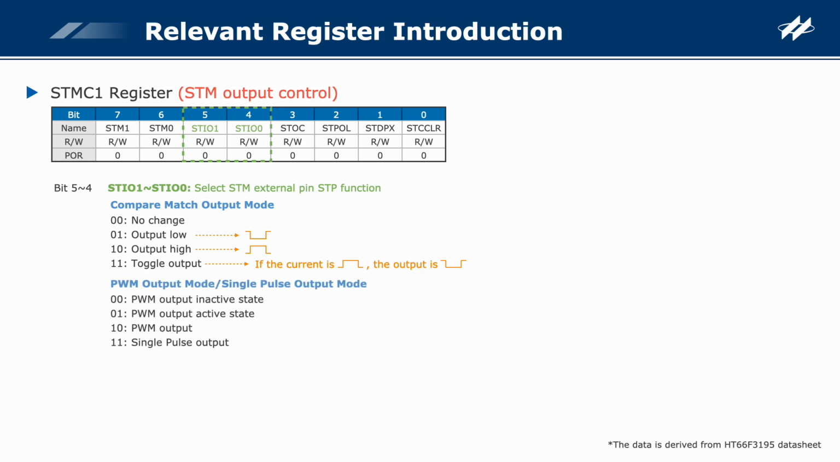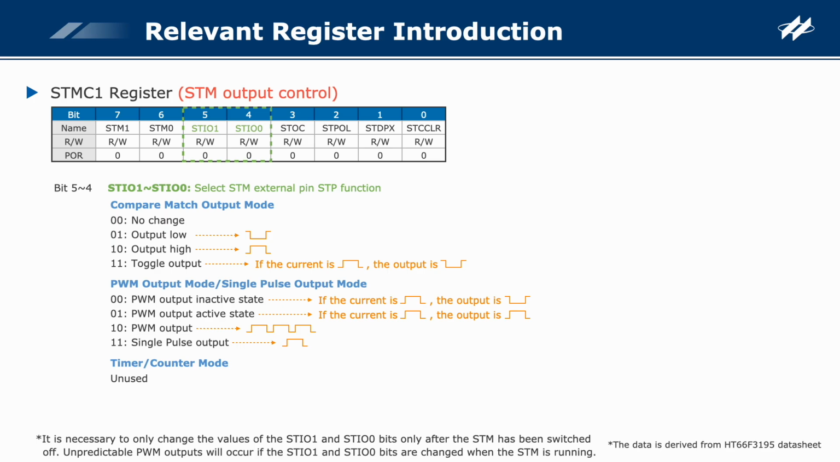It can also select PWM output or single pulse output, in which case the waveform will be output according to the relevant configuration. As the external pin is not used in the timer counter mode, this bit is not used. It is necessary to only change the values of the STIO1 and STIO0 bits after the STM has been switched off. Unpredictable PWM outputs will occur if the STIO1 and STIO0 bits are changed when the STM is running.